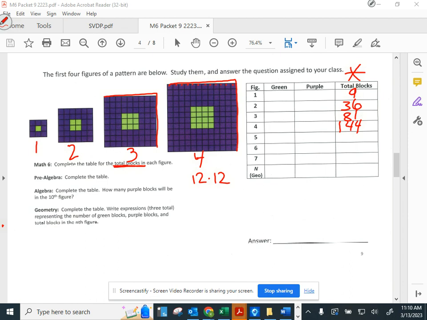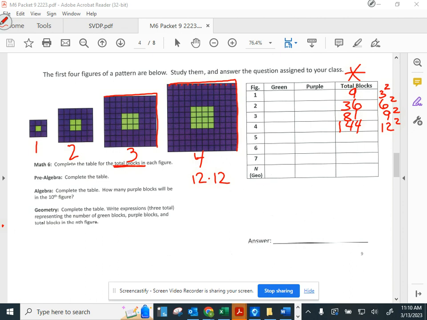Perfect squares seriously come up all the time in these pattern blocks. What is my square for 9? 3 squared. How do I get 36? 6 squared. How do I get 81? 9 squared. How do I get 144? Do you see a pattern? Yes.